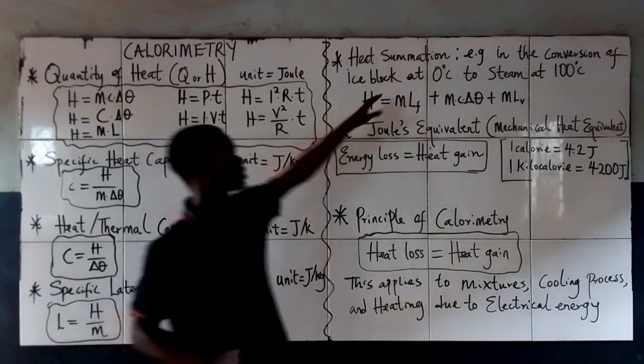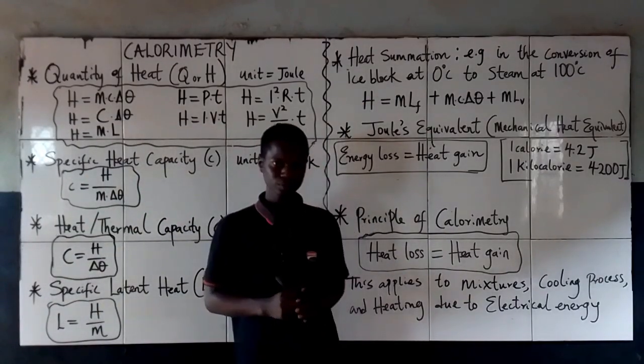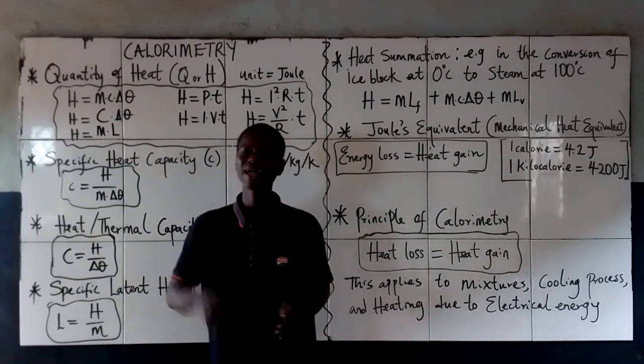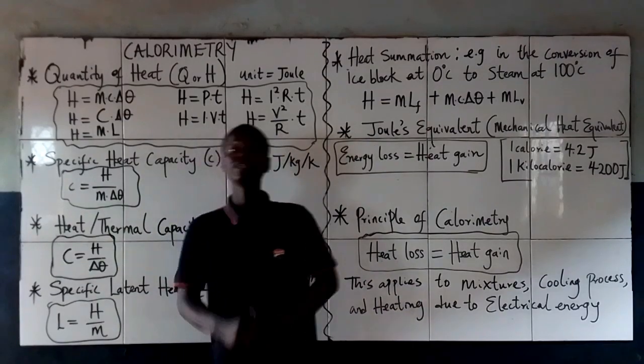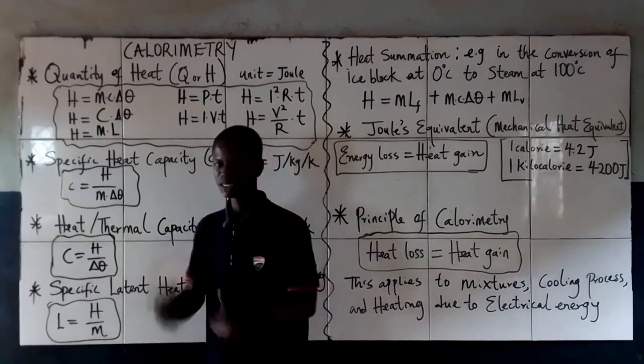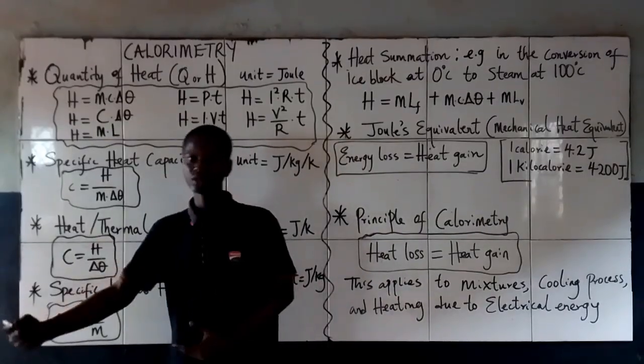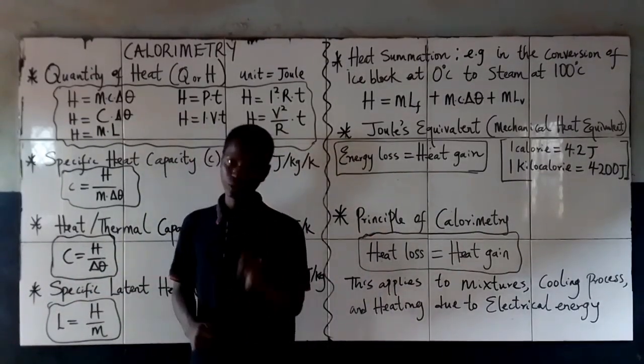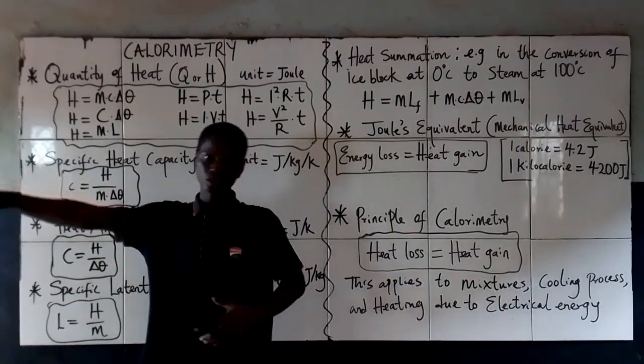Now we go to what is called heat summation. Sometimes we need to add more than one heat to get the total quantity of heat. Let's say a body is changing its state from one state to another. It's not just one heat that was used up there. Many heats were used up.